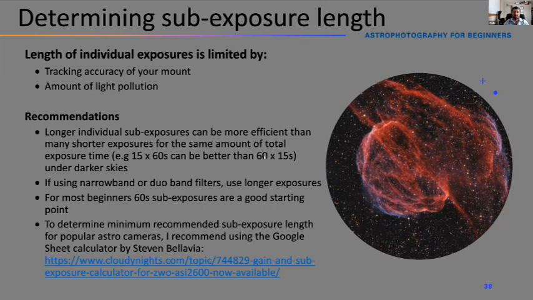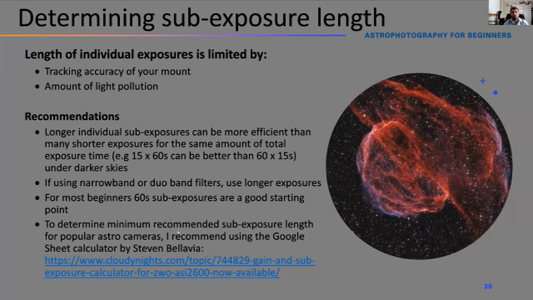That's why you can't take 10,000 exposures of 1/30th of a second to image the Andromeda galaxy without tracking, because it'll be a lot less efficient. If you're using narrowband or dual band filters, you can use longer exposures. For most beginners, 60-second sub-exposures are a good starting point, no matter what camera they're using.